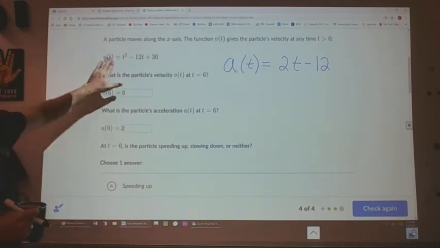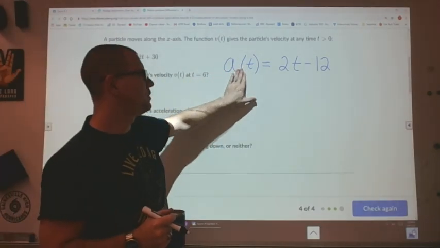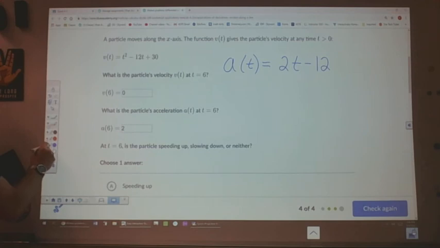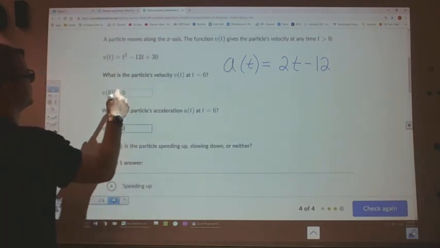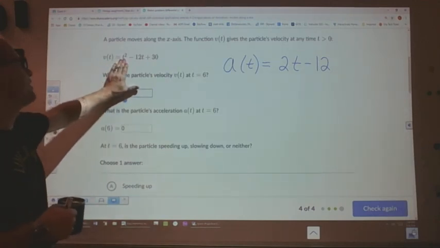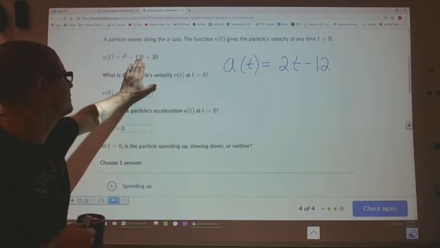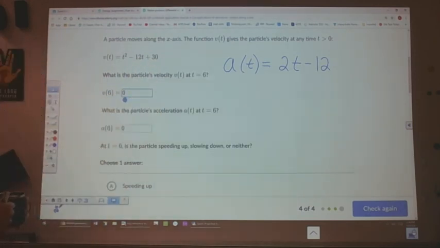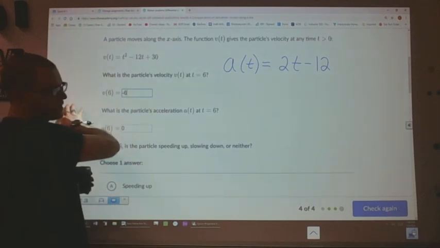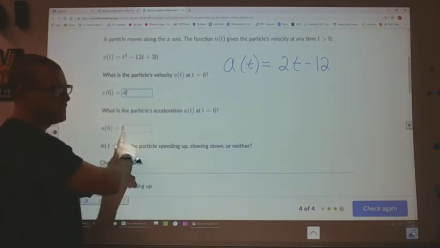So they're giving us the velocity function. We want to find its velocity and acceleration, so its acceleration is going to be 0, which is why it's not speeding up or slowing down. Its velocity at time 6 would be 36 minus 72, so it's negative 36 plus 30 is just negative 6. There we go. So it's traveling to the left, but it's not speeding up or slowing down, it's neither.